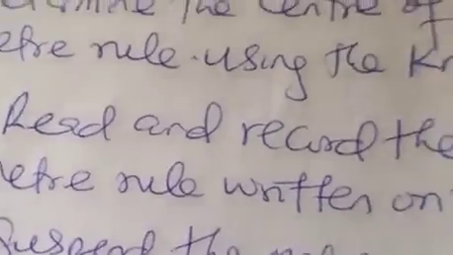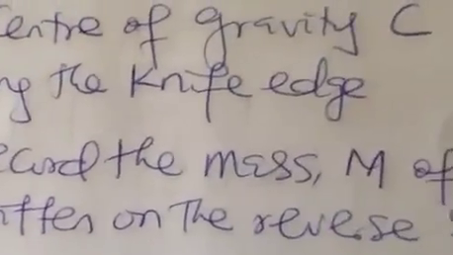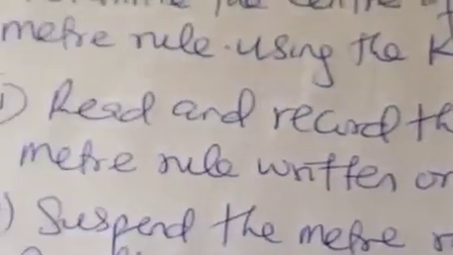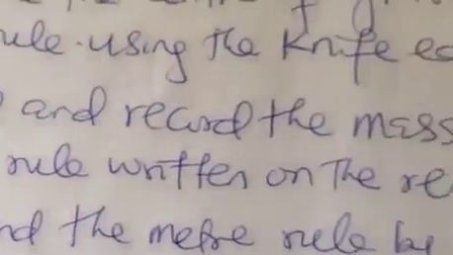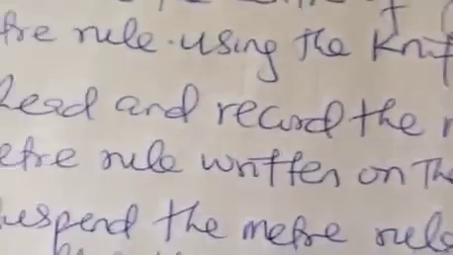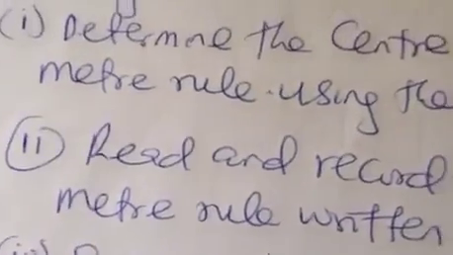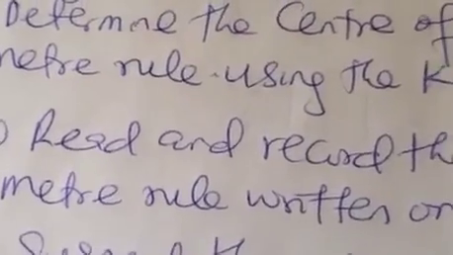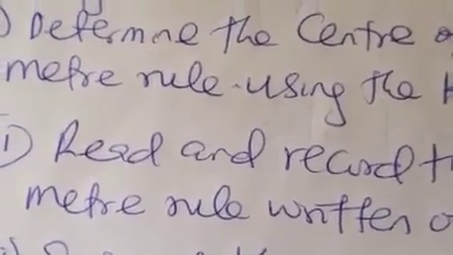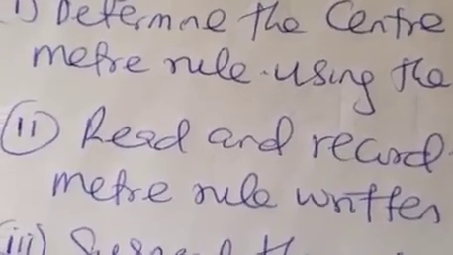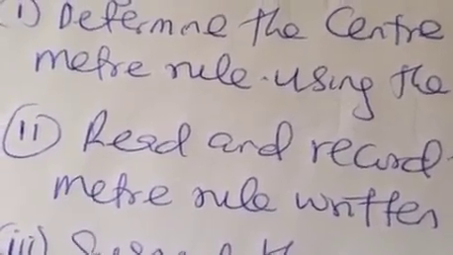2. Read and record the mass M of the meter rule written on the reverse side of it. So, in this experiment, you may not be asked to read and record the mass because WAEC did not tell us to measure the mass of the meter rule, but the mass is required for this experiment. So, what do we do? We have to take a standard mass.